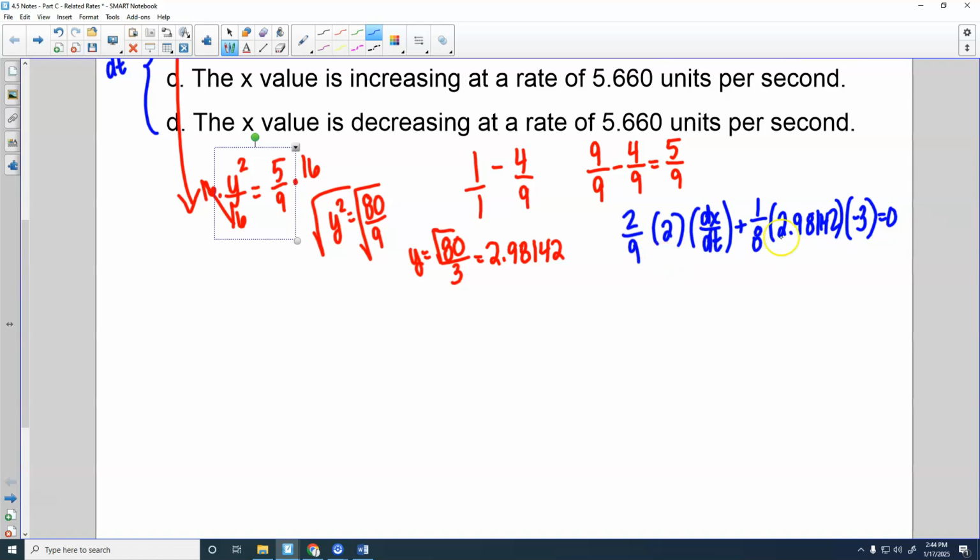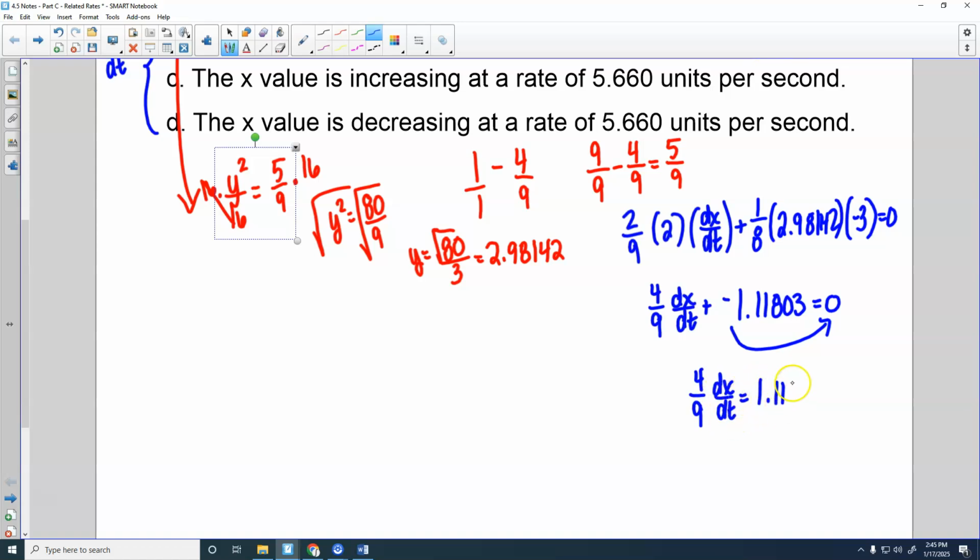And so I'm just going to solve this. It's a pretty simple equation. It just looks ugly because you have a lot of numbers. 2 times 2 ninths is 4 ninths dx/dt. And let's just get a decimal for this mess over here. 1/8 times that stuff times -3 is going to give us -1.11803. This just gets moved over to the other side. So 4 ninths dx/dt is going to equal 1.11803, and you're going to divide by 4 ninths. And I am getting that dx/dt equals 2.51558.